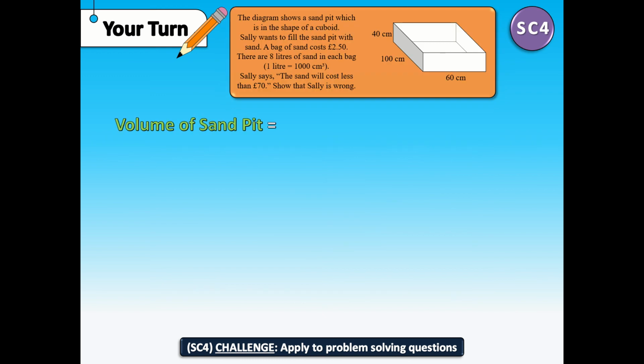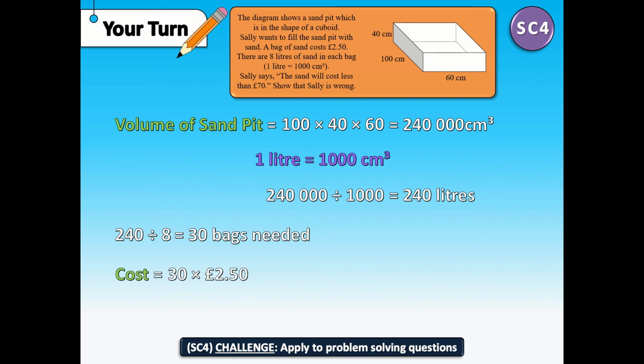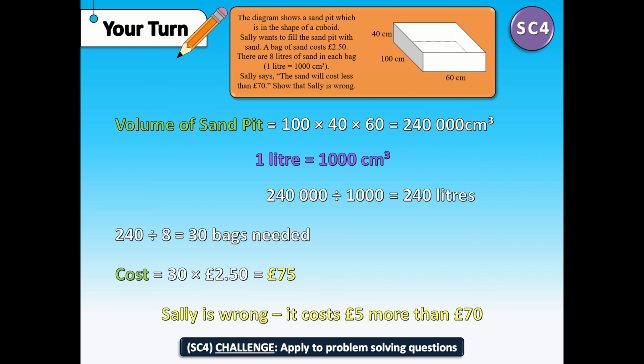For the orange question, we'll work out the volume of the sandpit first. So that's a volume of 240,000 centimeters cubed. Now 1 litre is equal to 1,000 centimeters cubed. So if we divide that by 1,000, we can fill the sandpit with 240 litres of sand. There are 8 litres in each bag, so we're going to need 30 bags, and each bag costs £2.50. So in total we're going to spend £75. So Sally is wrong because it'll cost £5 more than £70.